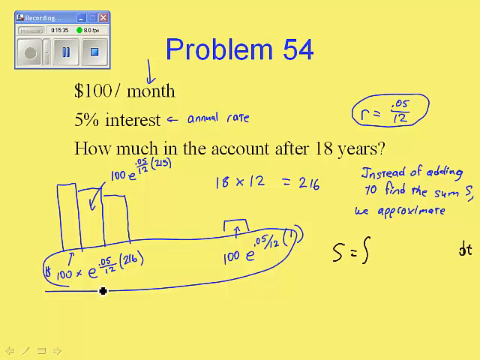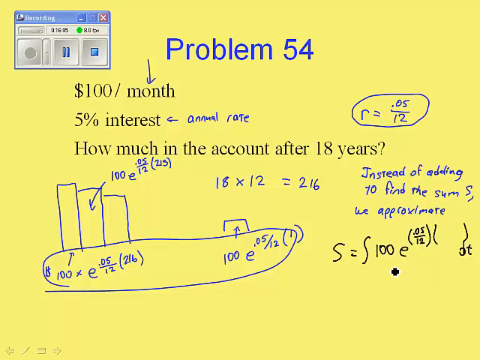What is it we're going to integrate? We're going to integrate our formula, right? So the thing we're adding is 100 e, is this okay so far? To the 0.05 over 12. And now maybe the trickiest part is right here. What goes there?